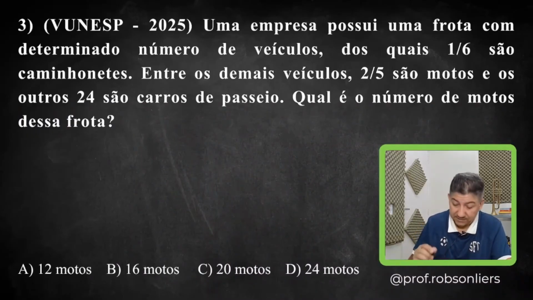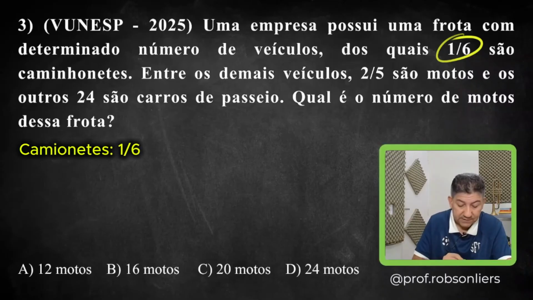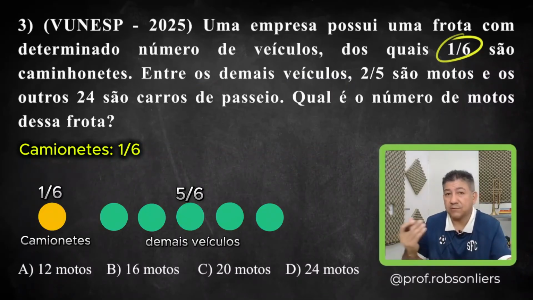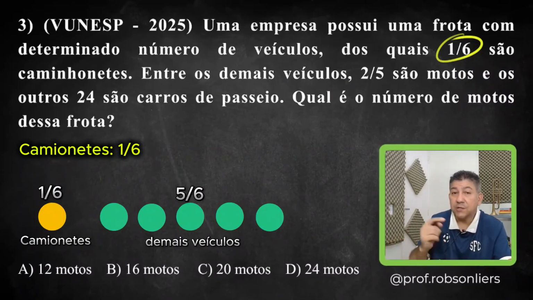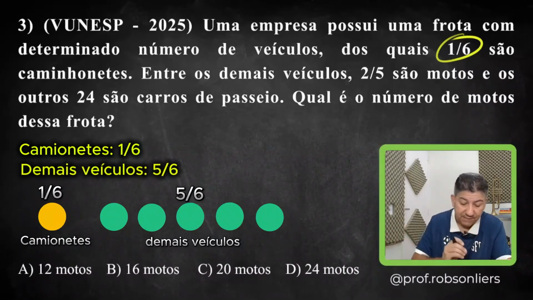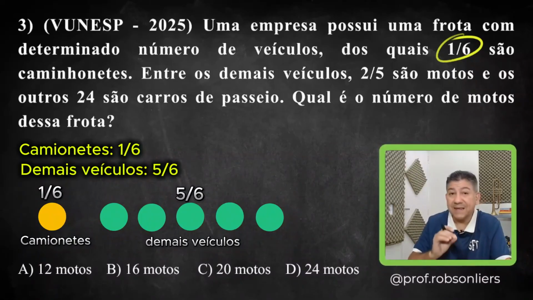Let's get organized. We know that 1/6 of the total fleet are pickup trucks. So I'll write it here. 1/6 are pickup trucks, okay? Now, among the other vehicles, let's think this through. If 1/6 of the total are pickup trucks, the rest are the other vehicles. 1 part out of a total of 6 parts are pickup trucks, so 5 parts out of 6 are left for the other vehicles. So, the other vehicles make up 5/6 of the total.